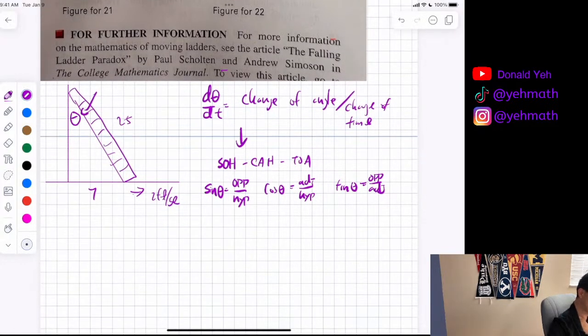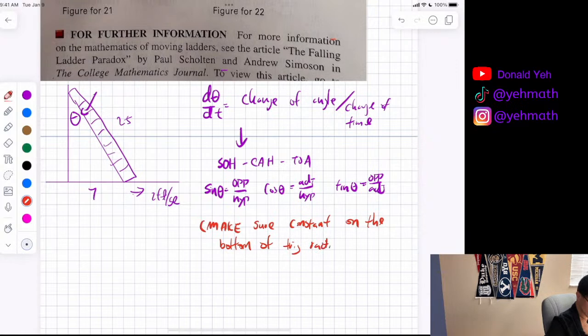Now, here's what I want you to write down in red. Make sure constant is on the bottom of the trig ratio. Constant means what? What is a constant in this case? What doesn't change? The length of the ladder. So it's 25. So you can choose, make sure the constant's on the bottom.